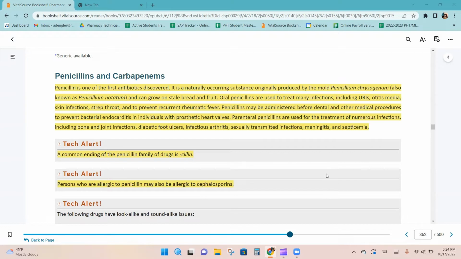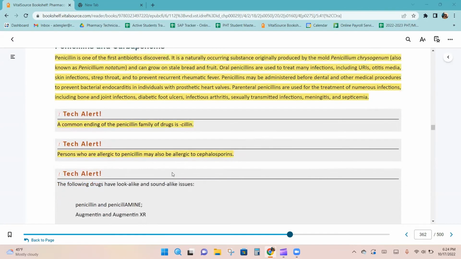Parenteral penicillins are used for the treatment of numerous infections, including bone and joint infections, diabetic foot ulcers, infectious arthritis, sexually transmitted infections, meningitis, and septicemia. A common ending for the penicillin family of drugs is -cillin. Persons who are allergic to penicillin can also be allergic to cephalosporin.